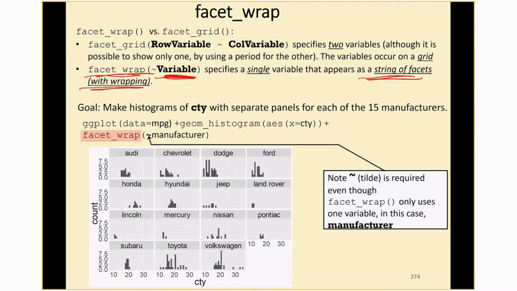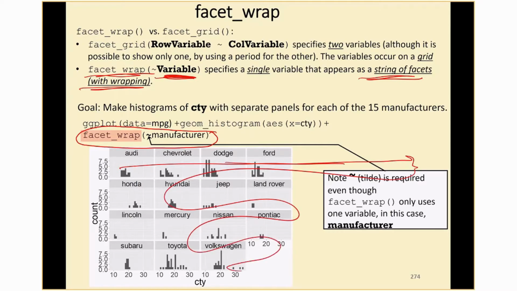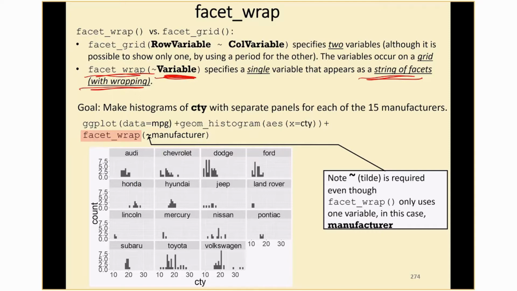So the whole idea is when I've got this at the end, I'm telling R, make a series of panels. Make a string of panels. Make this long string of panels, but then wrap it to make it as square as possible. So that's what this last line is telling me.